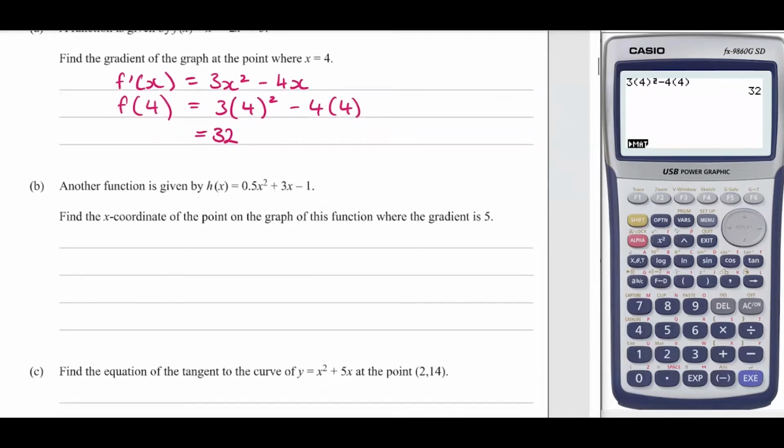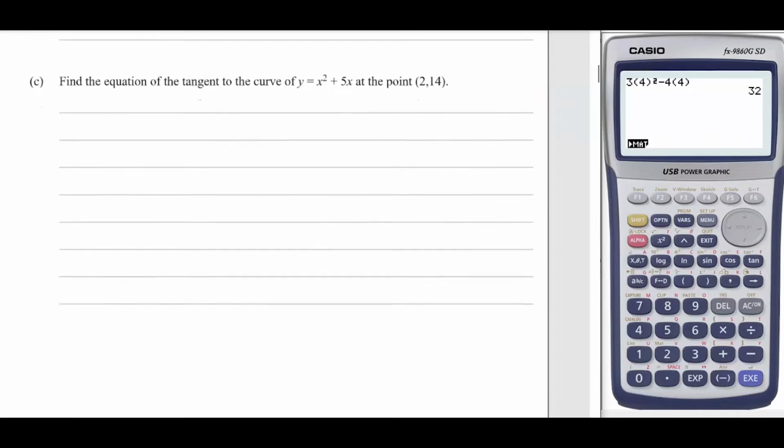Right, part B. Another function is given by this one here, h of x. Find the x-coordinate of the point on the graph where the gradient is equal to 5. So same again, we need the gradient function. So 2 times 0.5 is just going to be 1, so that'll be an x, and then plus 3. And we want to do that where the gradient is equal to 5. So set that equal to 5, and then x must be 2.